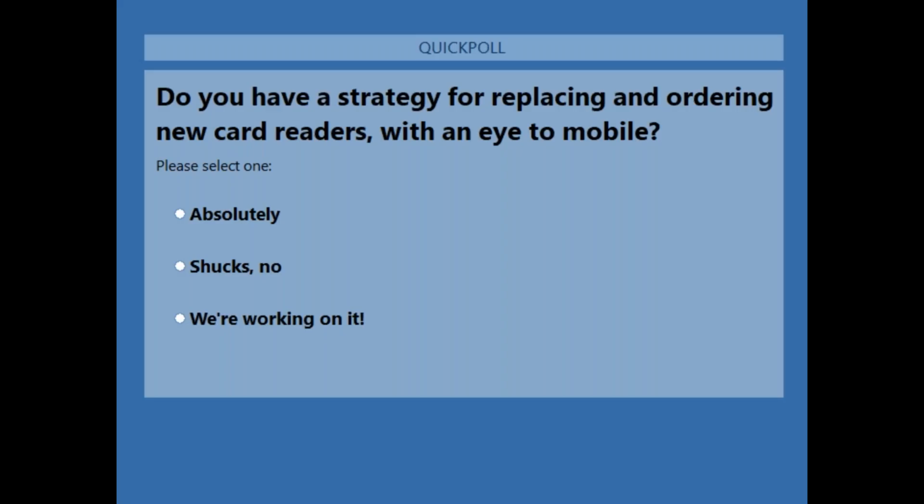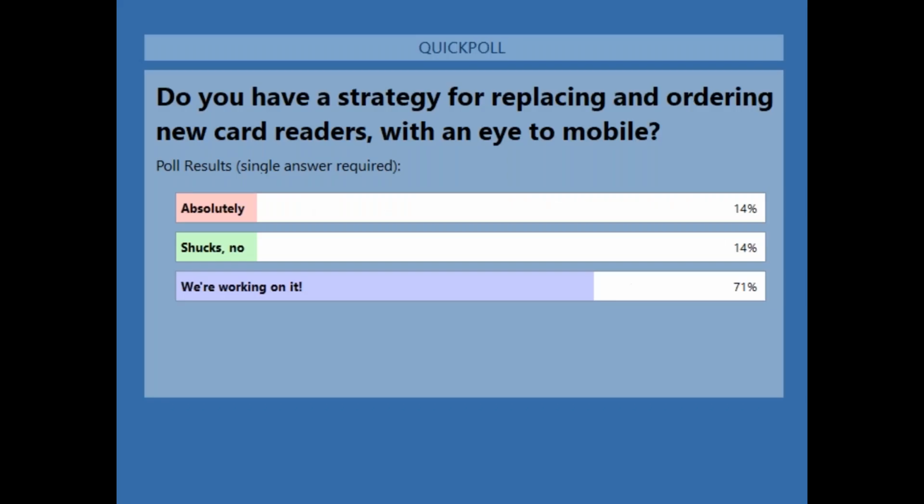All righty. So everyone, do you have a strategy for placing and ordering new card readers with an eye to mobile? Okay, let's see here. I'll share this. We're working on it. 71% of you say, that is awesome. And then we got a tie at 14%. Absolutely. And shucks, no. Okay, well, that's good. We're working on it.